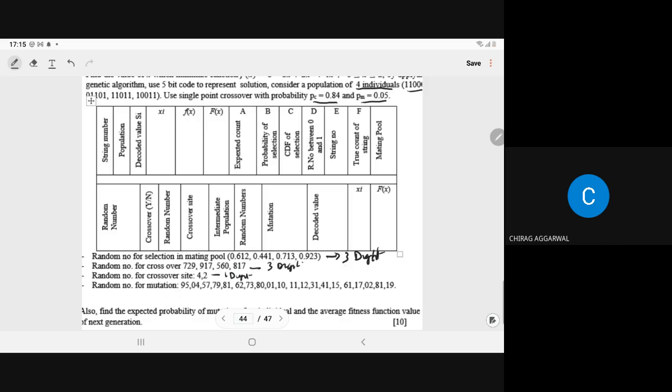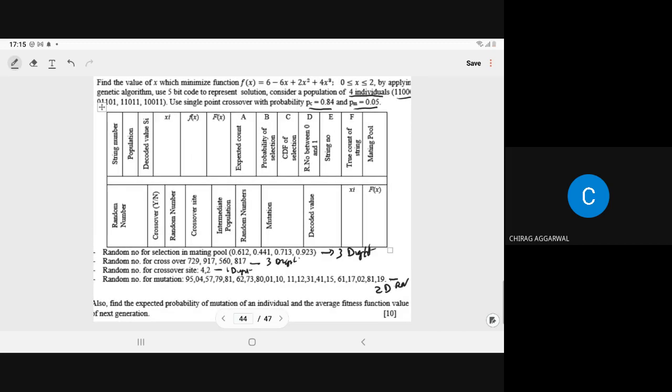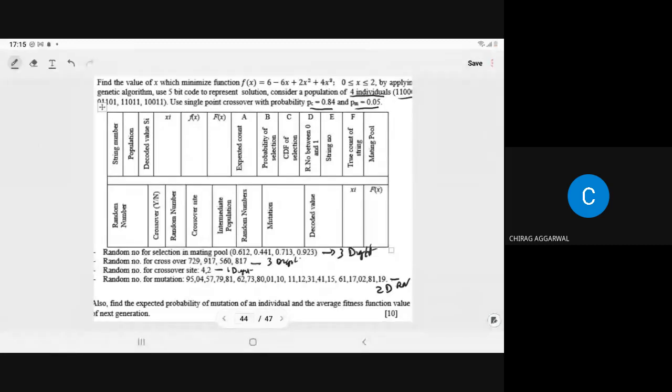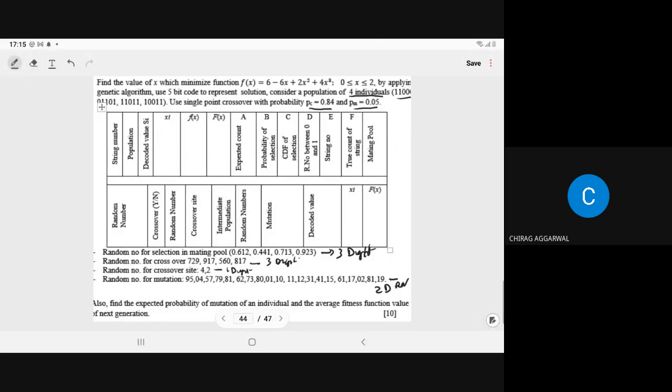Random number for the mutation. Here we are taking the 2-digit random number. Clear? Also find the expected probability of mutation of an individual and the average fitness function value of the next generation. So you have to find the average fitness value for the next generation. Question is clear? So first of all, it is a single variable problem.